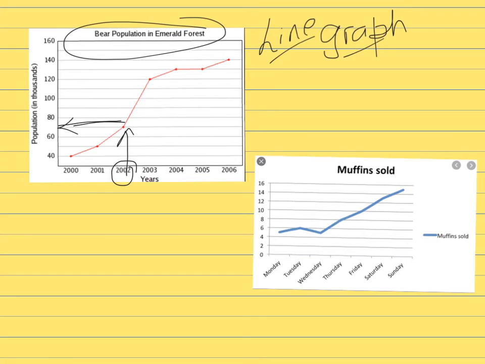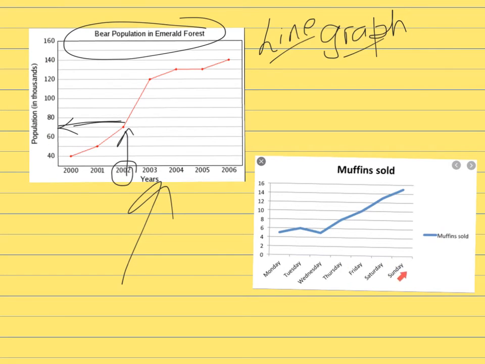Remember, the title is super important. What are you analyzing here in this one? You are analyzing the bear population in Emerald Forest, the bear population over there. You have the population here in thousands, so you have here a 40, you know that is 40,000, okay? And what is the independent variable? The independent variable is the years. So as the years are changing, the population of bears in Emerald Forest is changing, in thousands.